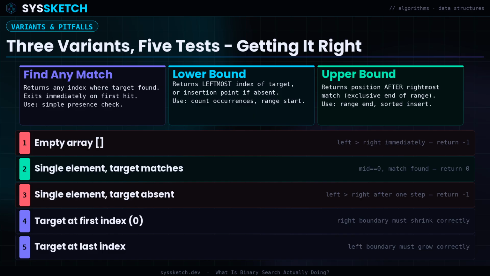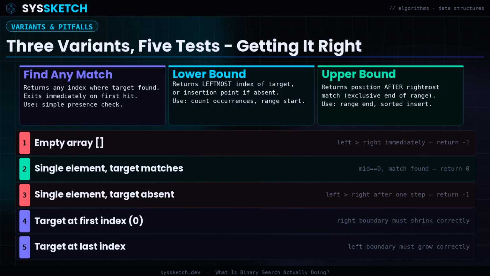Binary search has 3 common variants, and confusing them is the most frequent source of bugs. The first variant finds any index where the target exists and is sufficient when you only need to know whether the target is present. The second variant, the lower bound, finds the leftmost index where the target exists or where it would be inserted to maintain sorted order. The third variant, the upper bound, finds the rightmost such position. Each variant adjusts its boundary updates and return value differently.